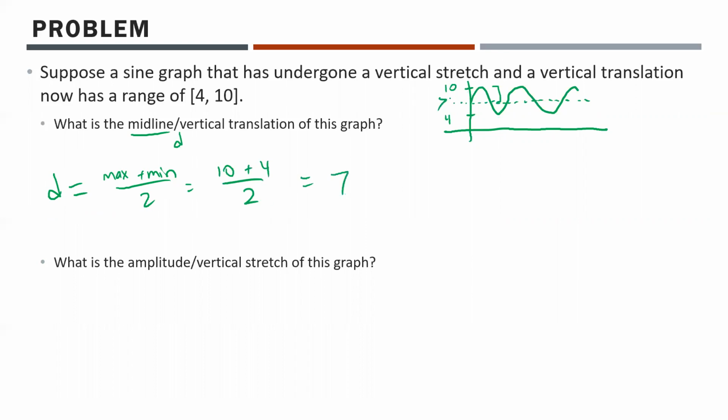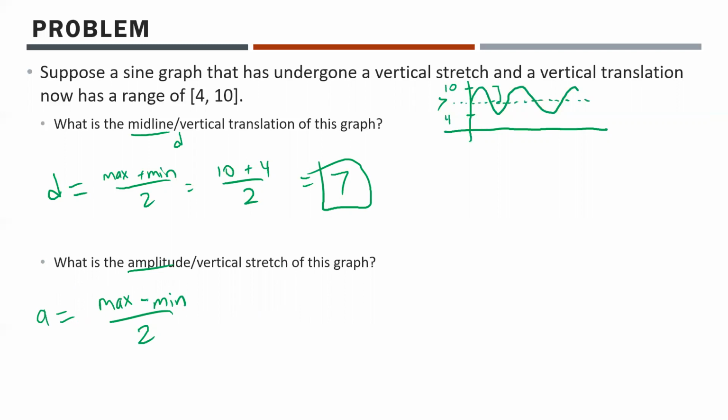Ask yourself always when you do these questions, does it make sense that 7 is the midline here? Well, it certainly seems like it would be to me, right? It actually does seem like a good midline. So yes, I would say 7 does make sense. Now, for amplitude, we also have a formula for this one. And again, if you use a little bit of intuition, you'll probably be able to figure it out, but I'm rushing through this. So A is actually equal to max minus min divided by 2.